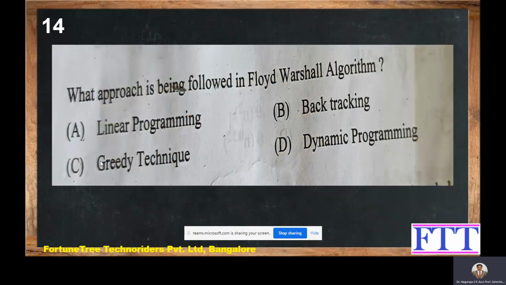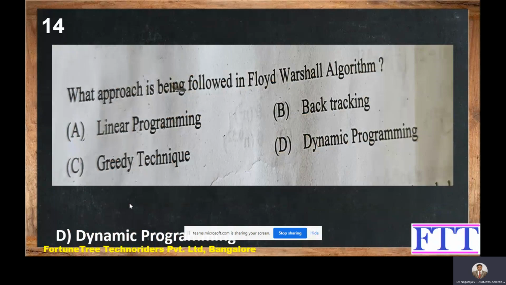Which approach is being followed in the Floyd-Warshall algorithm? Option A linear programming, option B backtracking, option C greedy technique, option D dynamic programming. So here option D is the right answer. Dynamic programming is the right answer.